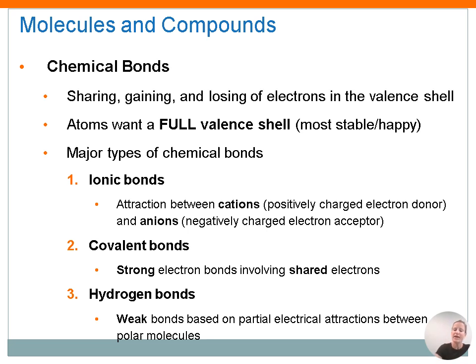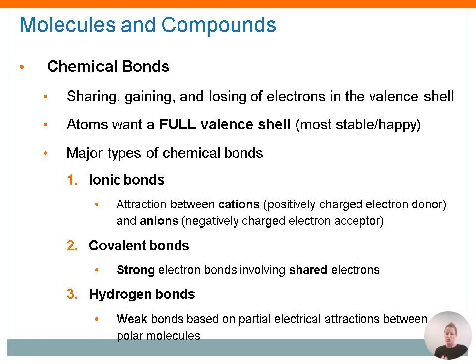Now, this cation is positively charged because it gave away an electron. The anion is negatively charged because it accepted an electron. Then again, we have an atom that's positive and an atom that's negative, and the opposite charges attract, and they're held together. The two atoms are held together like magnets.